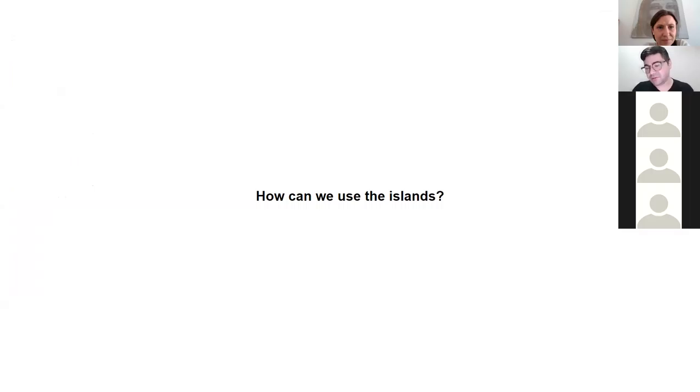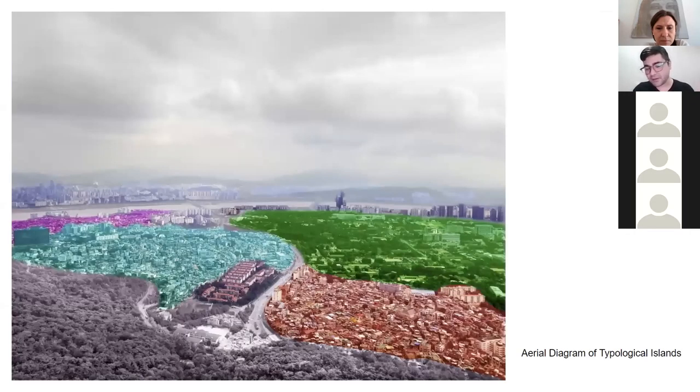Okay, so how can we use these islands? If we understand that these are subunits of urbanity and they are repeated throughout the city, that gives us a lot of information on how to treat this as using new smart technologies and whatever we want to implement for smart infrastructures. We can get, first, we can get a new mapping of the city.